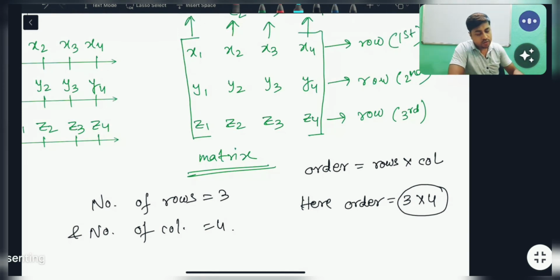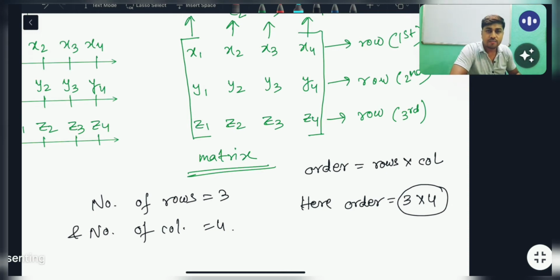Okay? So if you multiply the order, suppose the order is 3 and 4, so number of rows 3 and number of columns 4. If you multiply it, what is 3 into 4? 12. And if you count it, you will get the number of elements in the matrix. So what happens when you multiply the order? You get the number of elements. Okay? So that is called a rectangular arrangement.